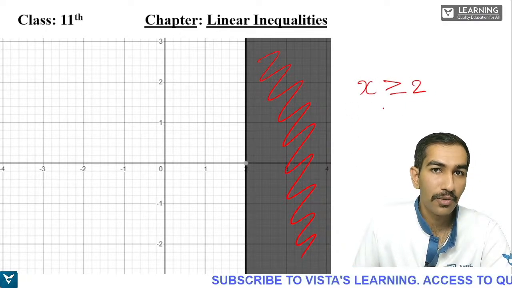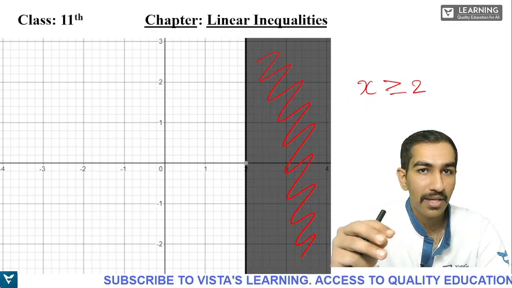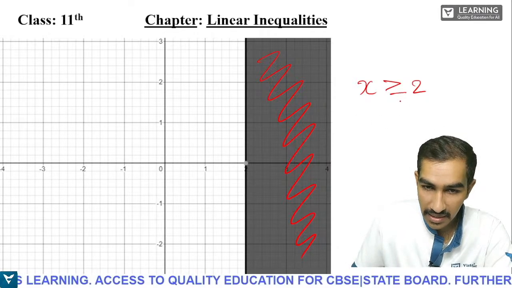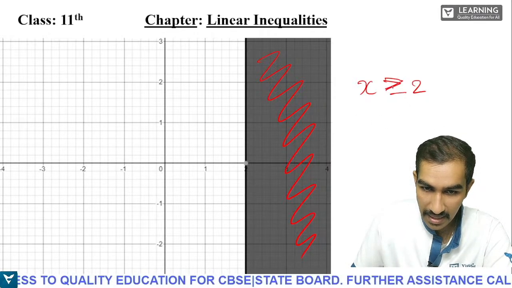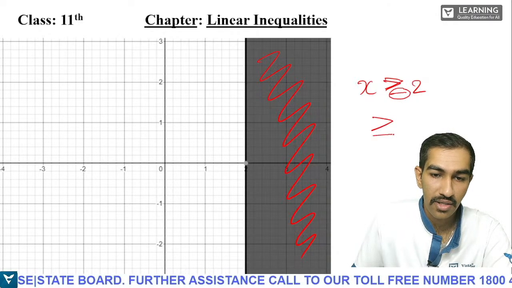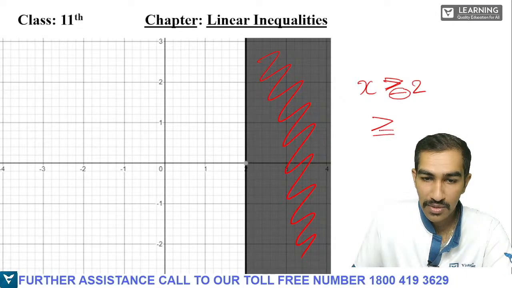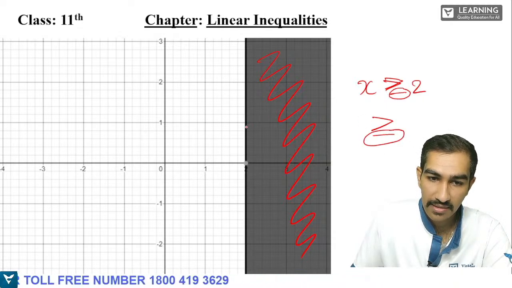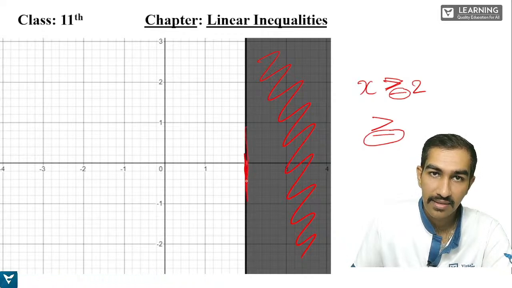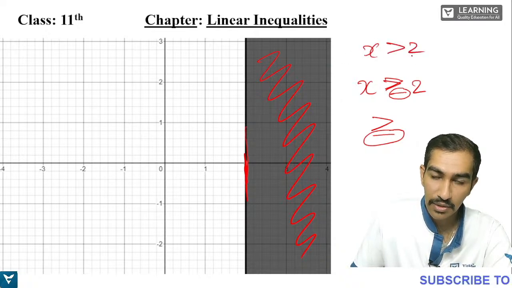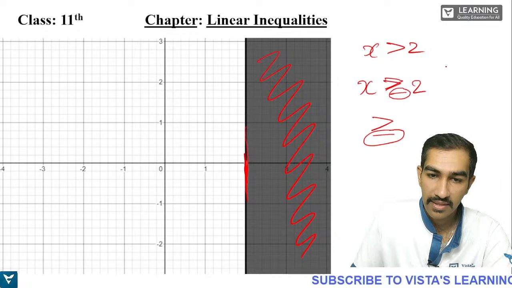Now there is one small observation you have to make, students. Here if you observe the inequality, it is given as greater than or equal to 2. Whenever we are using the symbol equal to, have a look at the line. The line is solid. See this line. This line is solid. Understand? If it is only x is greater than 2, then this line will not be solid. This line will be a dotted line.